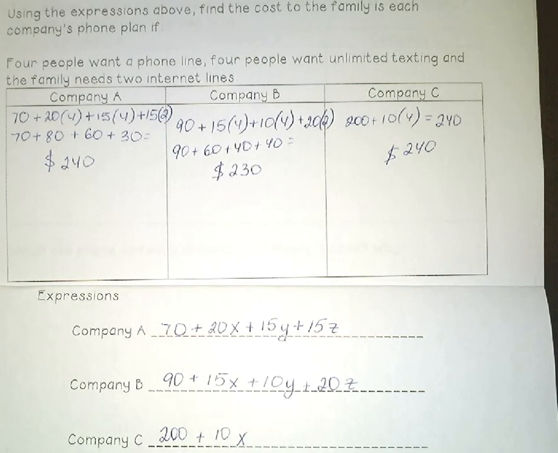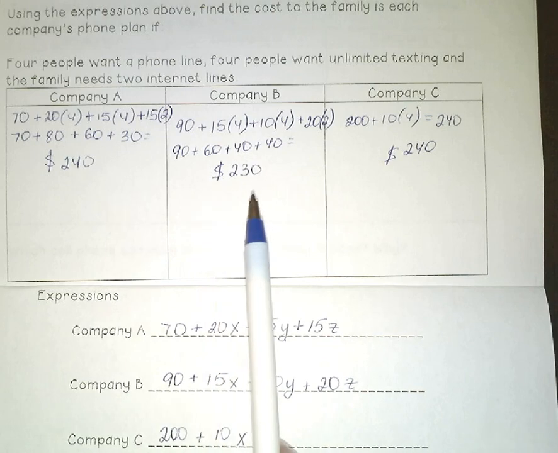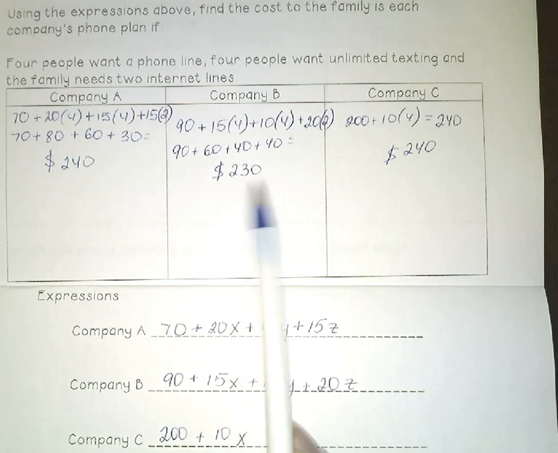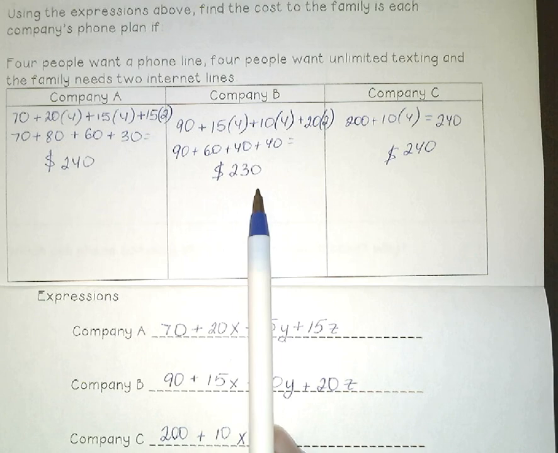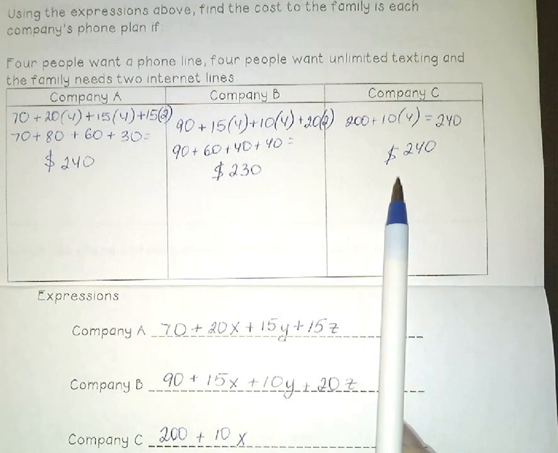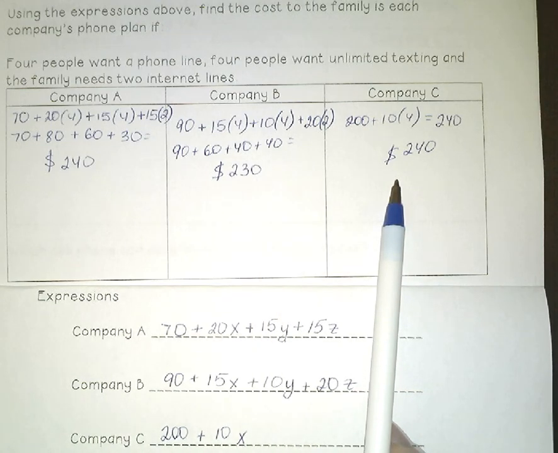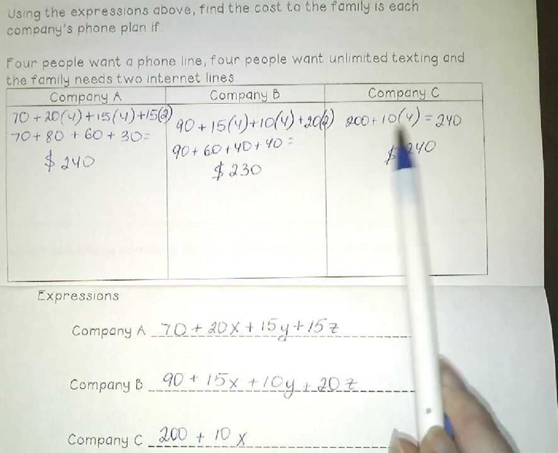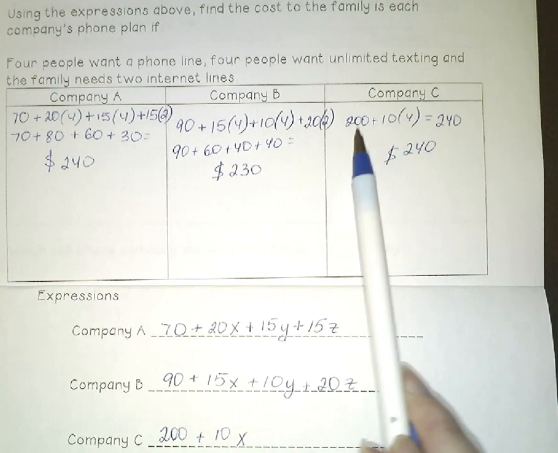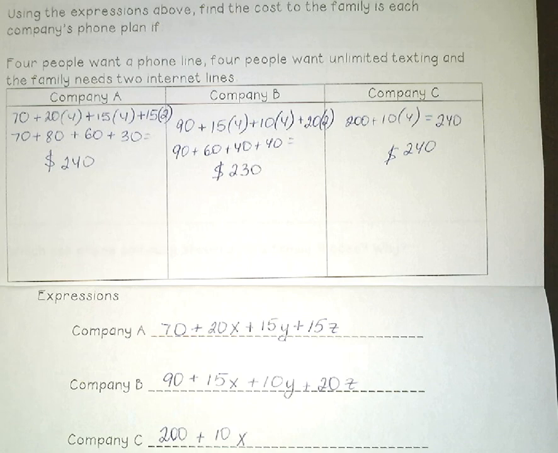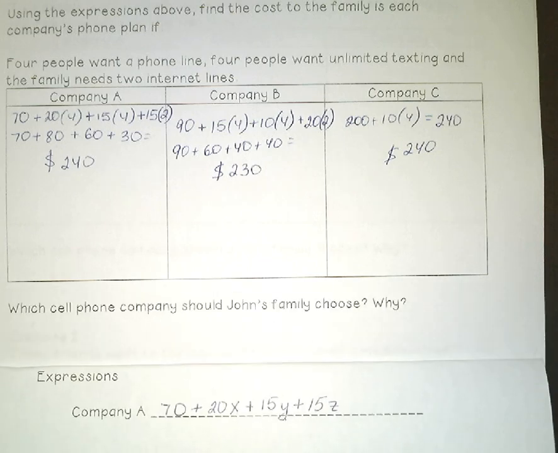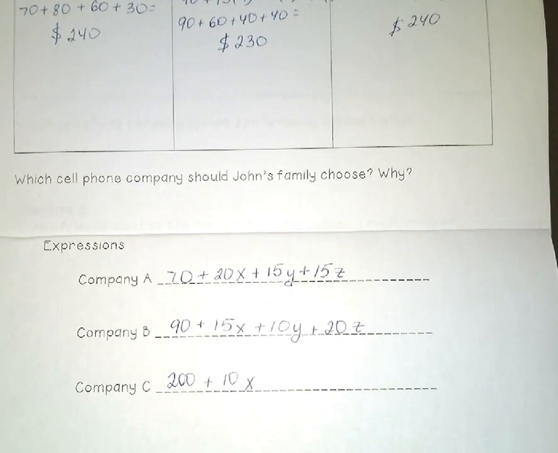All right, so this is what I came up with. So the price for the company B is going to be 230, and the price for C is 240. This one is the easiest one because all we need to do is to include 4 lines, and we already have the cost. Okay. So the question is, which cell phone company should John's family choose, and why?